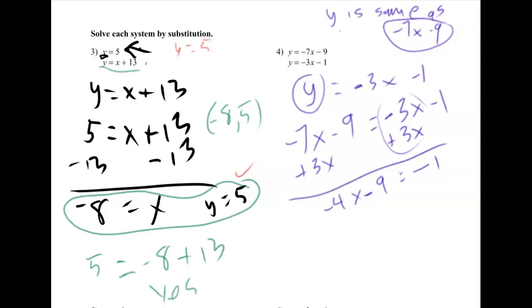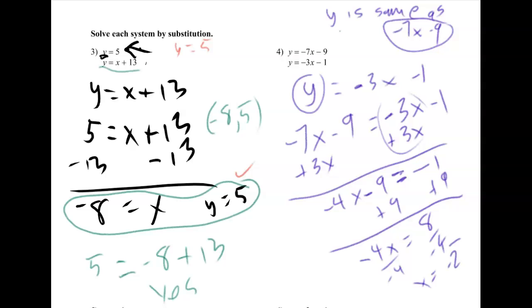Now I finish solving. It's an equal sign. I add 9 to both sides. And hopefully you're pretty good at this by now. Negative 4x equals 8. Divide both sides by negative 4, and I get x equals negative 2. So now what is y? Well, you can take x equals negative 2 and put it into either of these equations to find y.